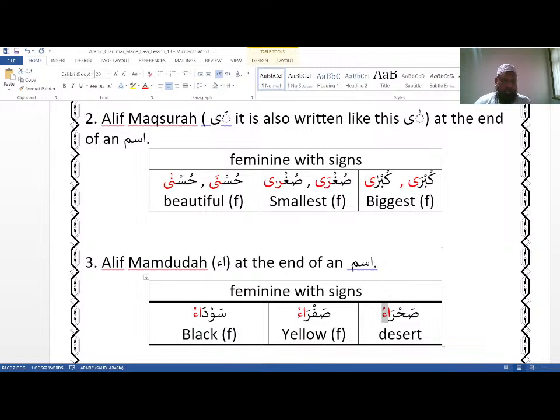So these are the three signs we look for to know if the ism is muannas. Number one, ta marbuta. Number two, alif maksura. Number three, alif mamduda.